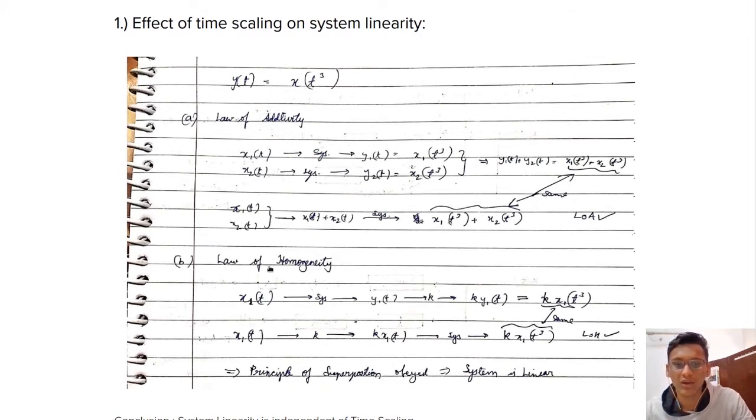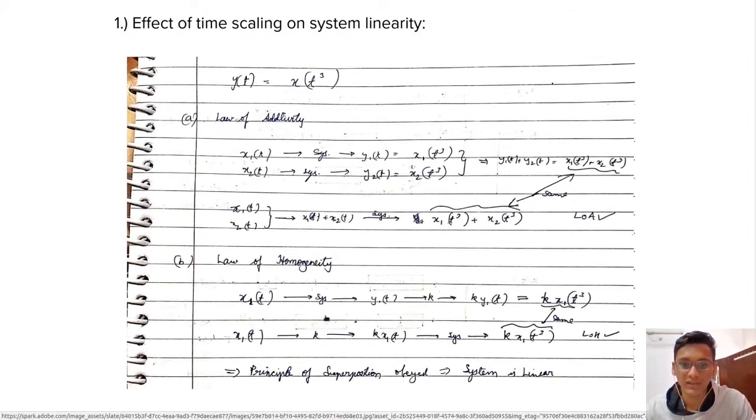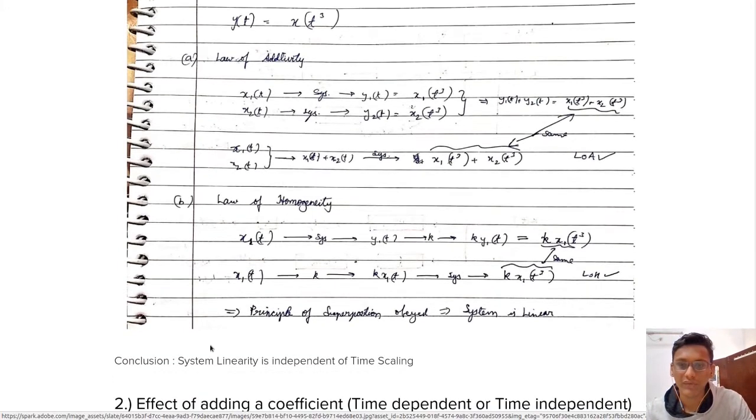Now let's see the law of homogeneity for this system. x1(t) passed through the system, we get y1(t) multiplied by a constant k, we get k y1(t) equals k x1(t) cube. Now if we take the same signal x1(t) and first multiply it by the constant k, then pass it through the system, we get again k x1(t) cube. So the system is obeying the law of homogeneity. So the principle of superposition is obeyed. That means the system is linear. So we can conclude the system linearity is independent of time scaling.